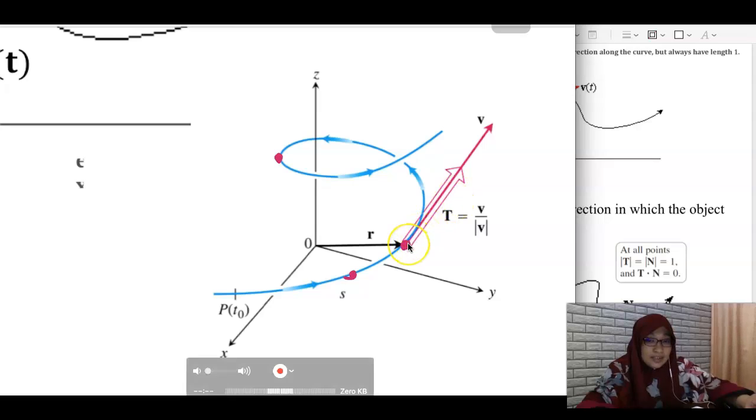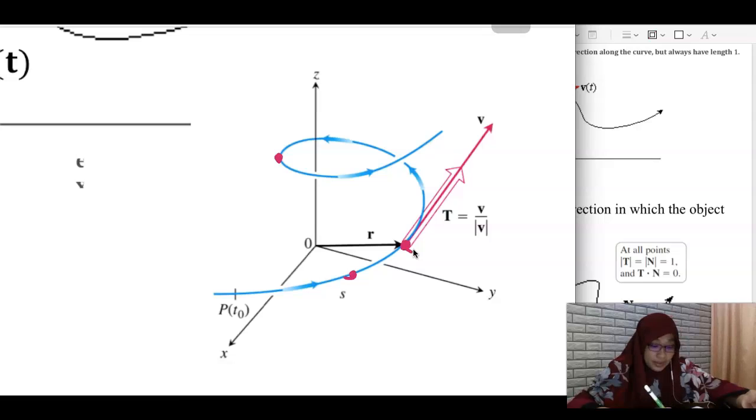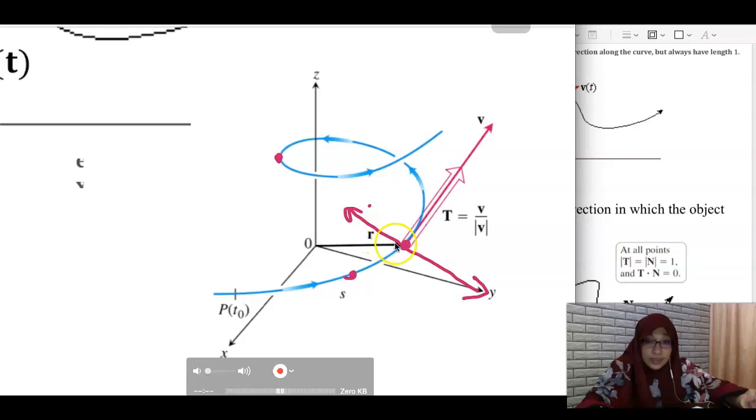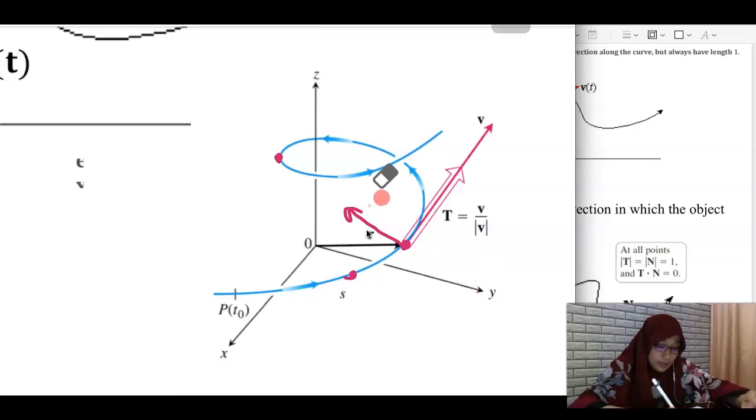And then if they ask you to plot the N, where should N be? It should be at the same point here, and perpendicular to T. Whether it is perpendicular this way or that way, which one? It should point inside. Okay, so this is not the answer; this is the unit normal vector.